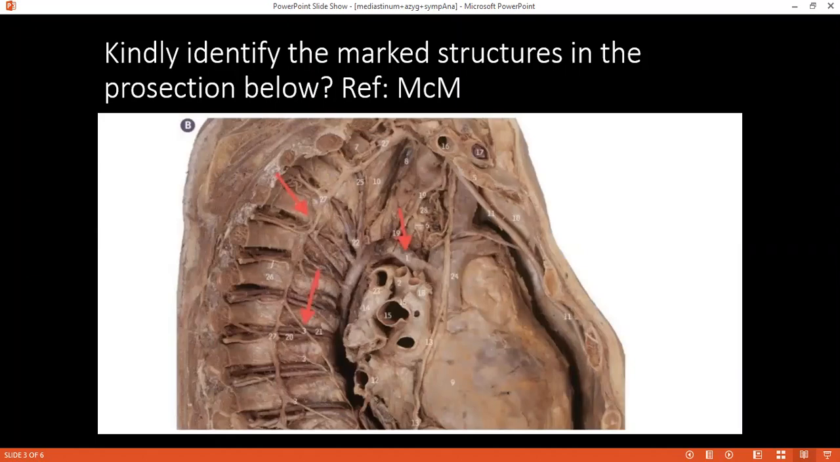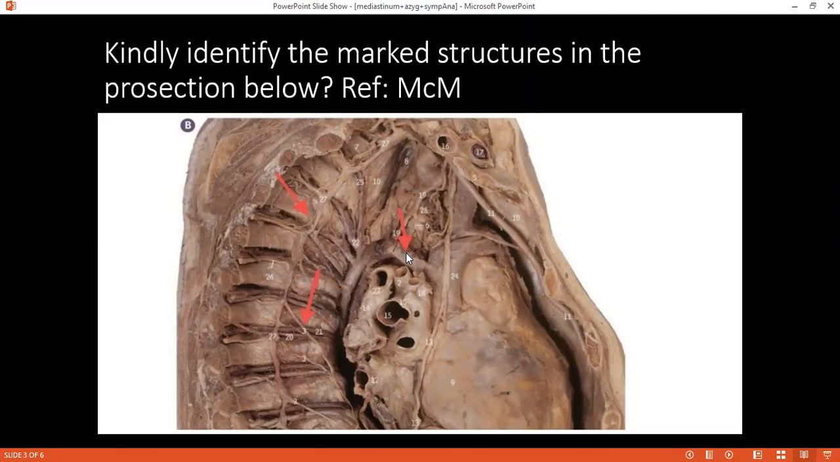Yes, the sympathetic trunk starts from the base of the skull to the C1 vertebra. Okay, and what is this tree you are looking at? It's the branches of the splanchnic nerves. Okay, what do they innervate? They innervate mainly the intestines and bowels.